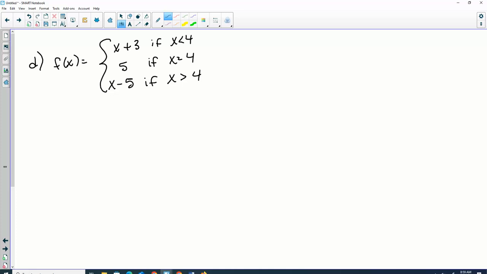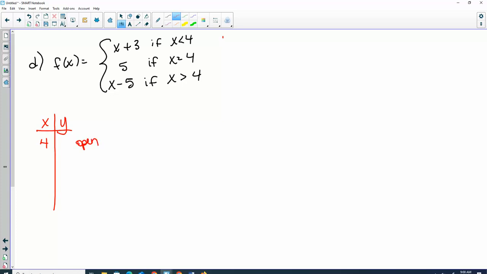When I had you graph piecewise functions, what did we have to do? T-chart. And we did a separate T-chart for each piece. Right? So if I'm looking at the first piece, I said x is less than 4. So we still have to plug in the 4, but what kind of circle would that be? Open, because it didn't have an equal to.